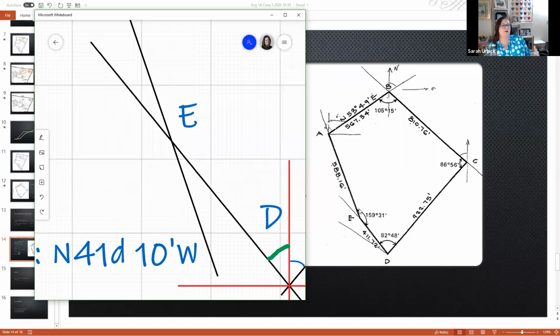Because remember what I said earlier about north and east are positive, south and west are negative. When we start talking coordinates, it's going to make a big difference whether that line is going northwest or northeast.